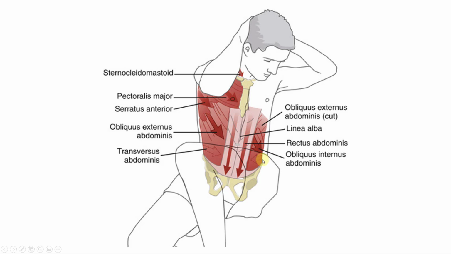So you have ipsilateral internal oblique, ipsilateral transverse abdominis, and contralateral external oblique. Transverse abdominis is kind of contracting on both sides for stabilization, same with the rectus femoris. And then you're getting the scapular protractors on this side, like pec major and serratus anterior. And then you're even getting some of the neck musculature as you're coming up into that rotation.